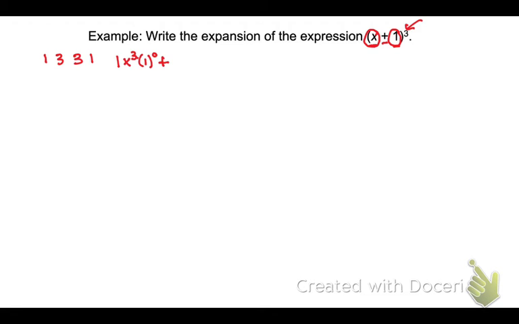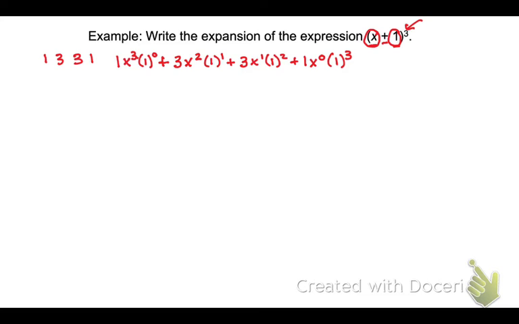Okay, what's my next coefficient? 3. X to the what? Squared. 1 to the first. Okay, next coefficient? 3. X to the first. 1 to the second. Next coefficient? 1. X to the 0. 1 to the 3rd. Now, do I have to write x to the 0 and do I have to write 1 to the 0? No. But does it show you how that works? Yes. Okay, now I've done it.